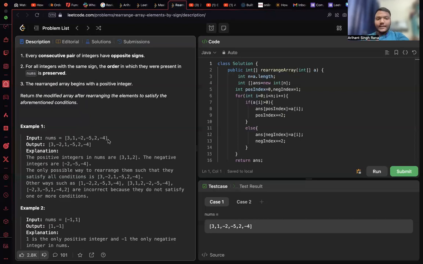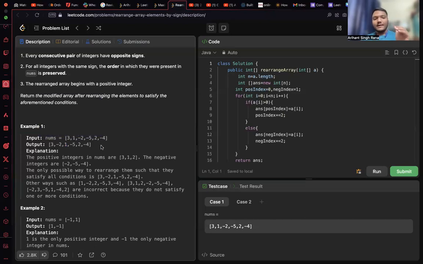Now in the output array, the first number is positive, which is 3, then a negative number, which is -2, then again a positive number, which is 1, and then again a negative number, which is -5, then positive, then negative. If we randomly pick any consecutive pairs, we can already notice that the pair contains opposite signs. For example, if we pick these two pairs, both elements inside each pair are of different signs.